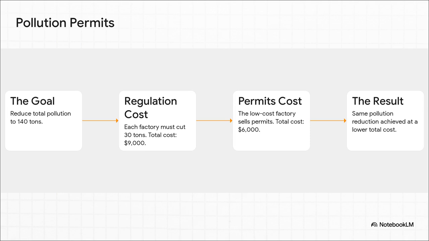Let's walk through this case study. So the goal is to reduce total pollution from 2 factories down to 140 tons. A simple regulation might say, okay, each of you has to cut 30 tons. The total cost to do that might be, say, $9,000. But what if one factory can reduce pollution way cheaper than the other? With tradable permits, the low-cost factory can cut more pollution and then sell its leftover permits to the high-cost factory. And get this, the result is the exact same amount of pollution reduction, but the total cost drops to $6,000. It's a win-win. We get a cleaner environment for less money.